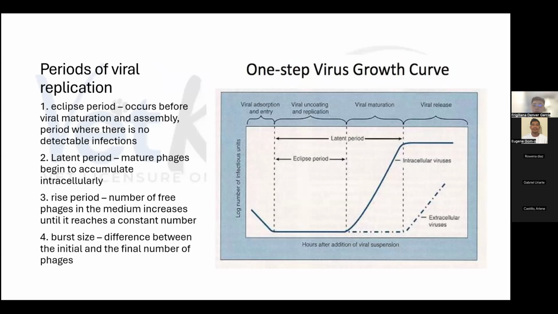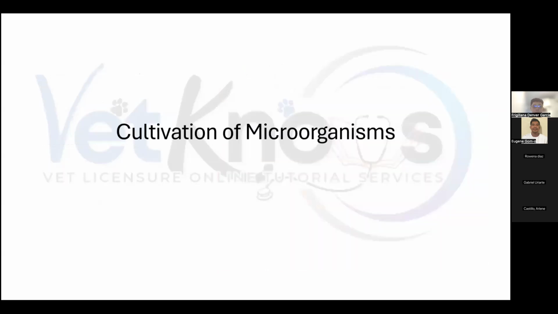Then latent period, dito pataas pa lang yung viral population natin. So this is similar to our lag phase. Lag, parang secondary lag phase. Then rise period, similar to our logarithmic phase. Then burst size, dyan na. Dyan na tayo makaka-observe ng infections or clinical signs. Okay?